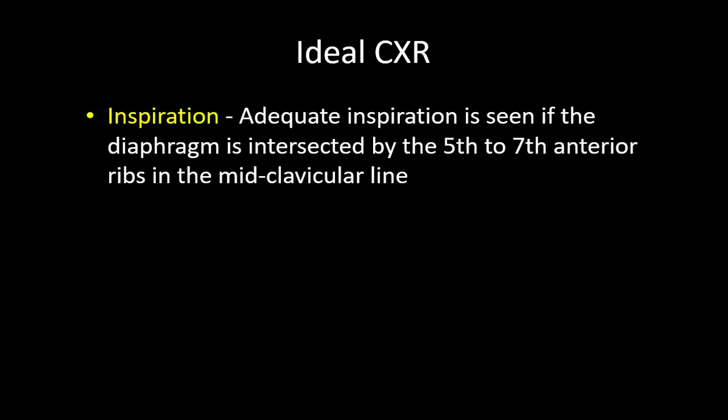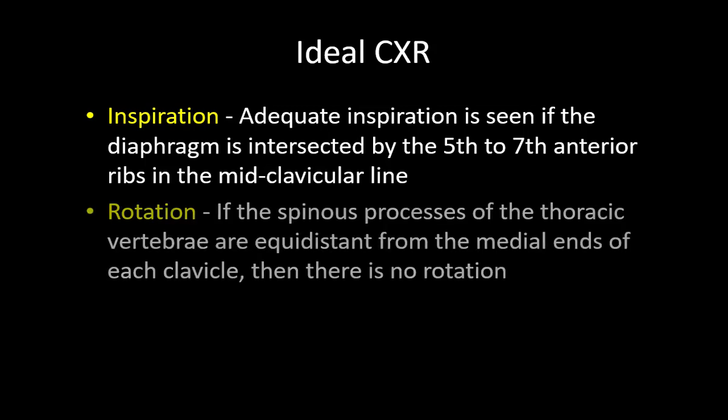The ideal chest X-ray characteristics: it should be obtained in adequate inspiration. What is adequate inspiration? Adequate inspiration is seen when the diaphragm is intersected by the 5th to 7th anterior ribs in the mid-clavicular lines, which is usually obtained when there is full inspiration. Rotation, there should be ideally no rotation, and how do you determine the rotation? You look at the medial ends of the clavicle, which should be equidistant from the center of the spinous process of the thoracic vertebra.